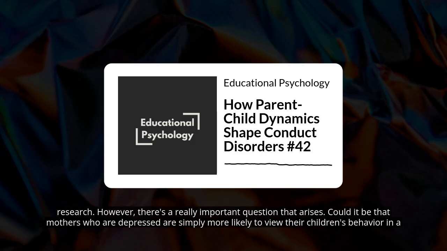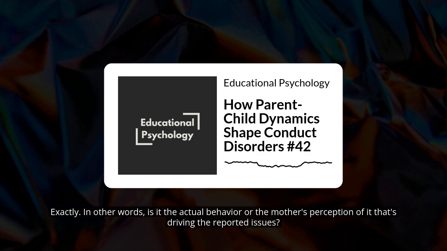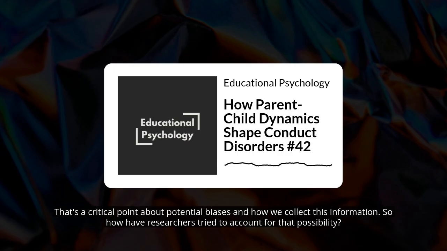However, there's a really important question that arises. Could it be that mothers who are depressed are simply more likely to view their children's behavior in a negative light, leading to more referrals to clinics and higher ratings of problem behavior? Right, the perception issue. Exactly. In other words, is it the actual behavior or the mother's perception of it that's driving the reported issues? That's a critical point about potential biases in how we collect this information. So how have researchers tried to account for that possibility?